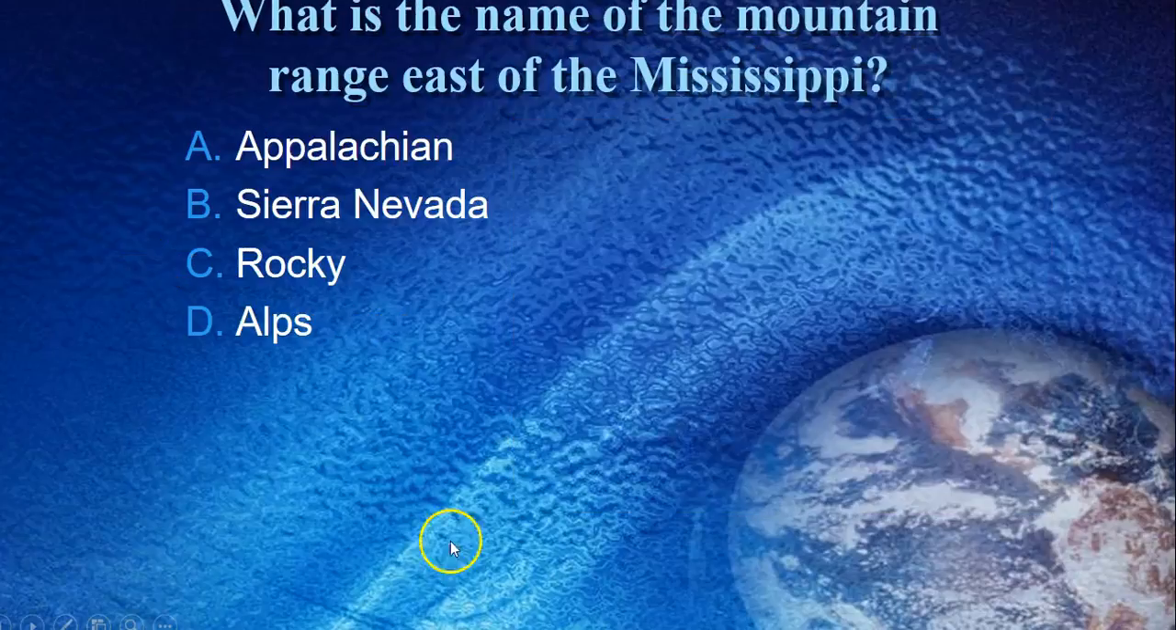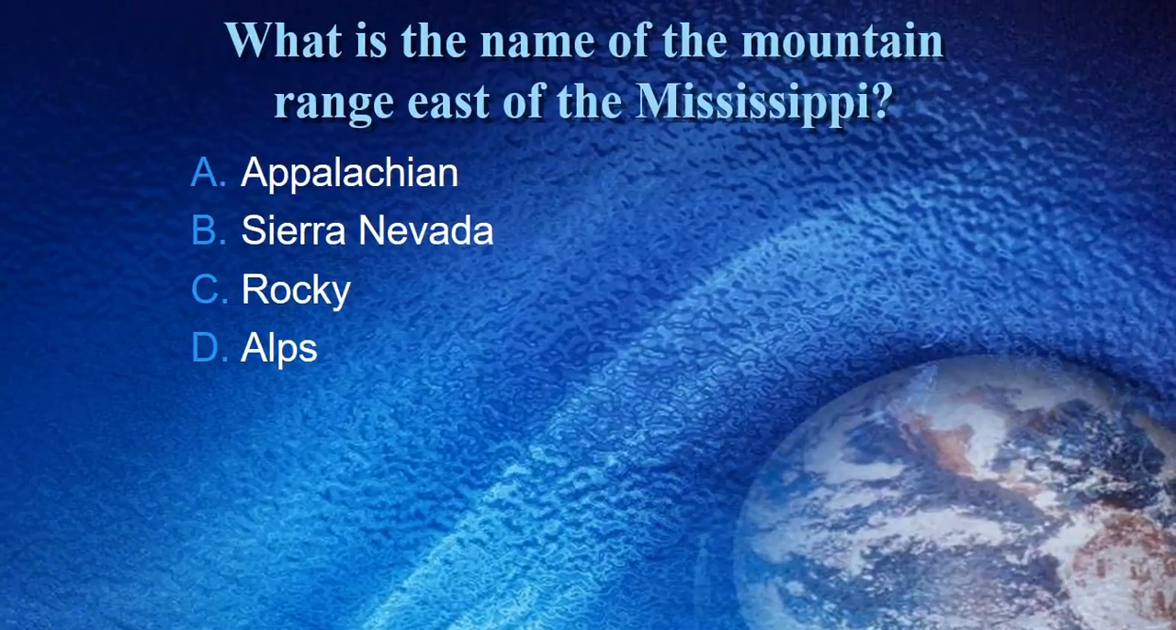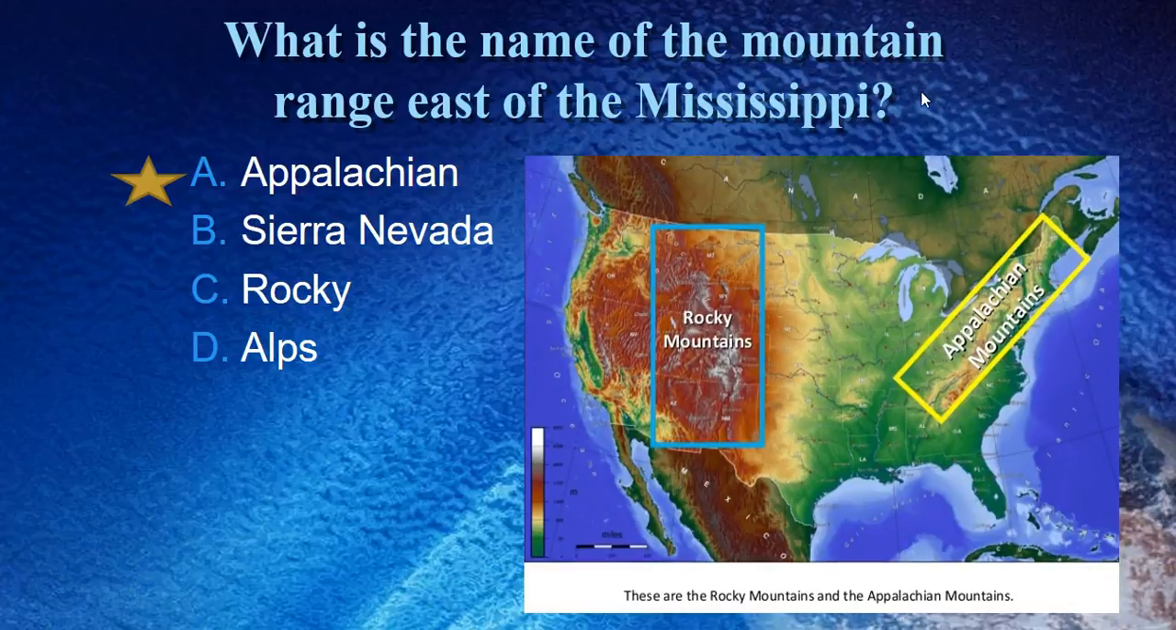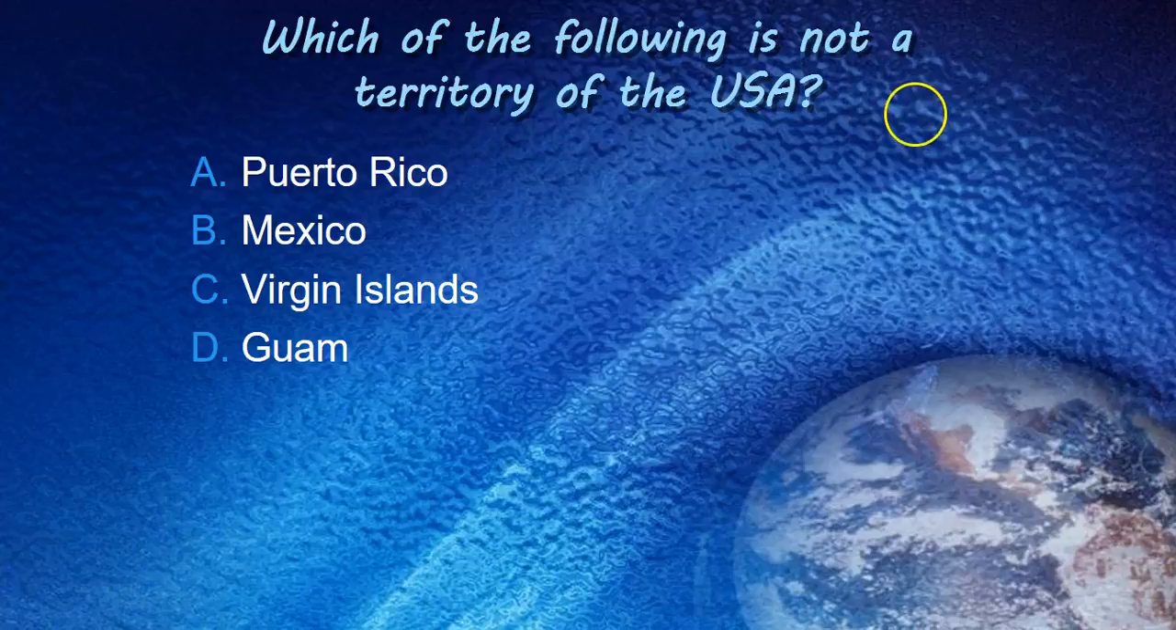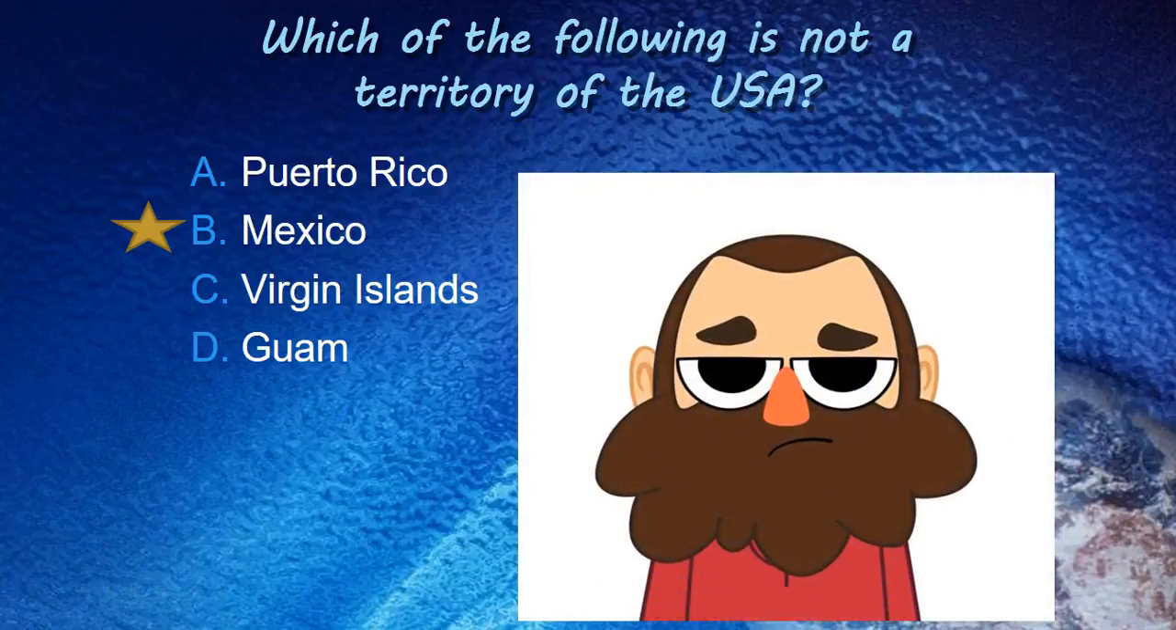What is the name of the mountain range east of the Mississippi River? And that answer is the Appalachian Mountain. So here's a picture of the Appalachian Mountain. There's 2 big mountain ranges, Rocky and Appalachian. What is the name of the state directly north of Florida? So think, and the answer is Georgia. Which of the following is not a territory of the United States? And the correct answer is Mexico. Mexico is a country. It's not a territory.